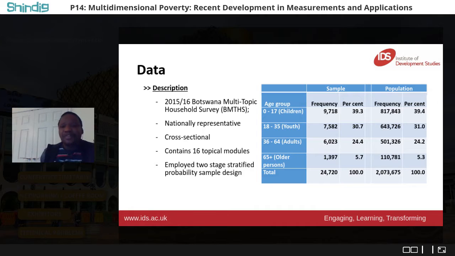In terms of data, the study utilizes the 2015-16 Botswana Multi-Topic Household Survey. This is a nationally representative cross-sectional survey. It contains about 16 topical modules that will be used to derive different dimensions and indicators. The survey employed a two-stage stratified probability sample design. I should mention that this study covers all the administrative districts in Botswana, so it is very representative.